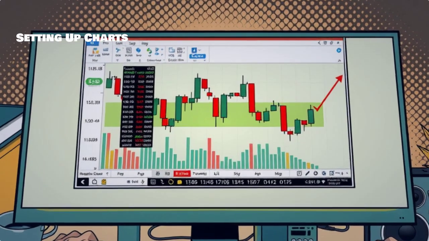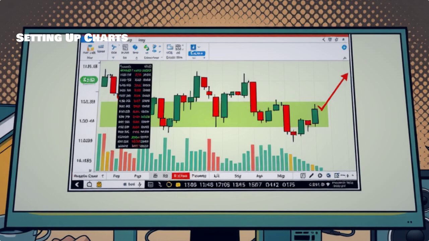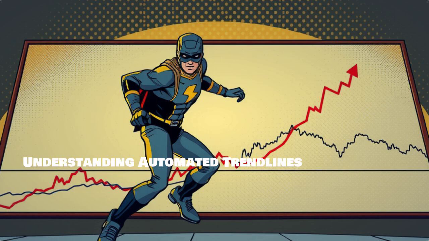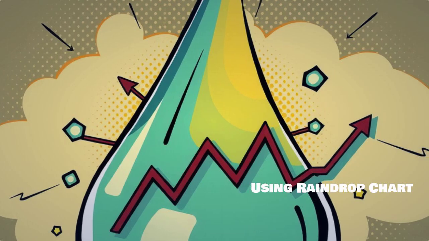Now, let's set up your charts and choose the most relevant indicators that suit your trading style. Automated trend lines are a game changer. They help identify market trends without the need for manual drawings. One of Trendspider's proprietary features is the raindrop chart, providing insights into price action and volume.